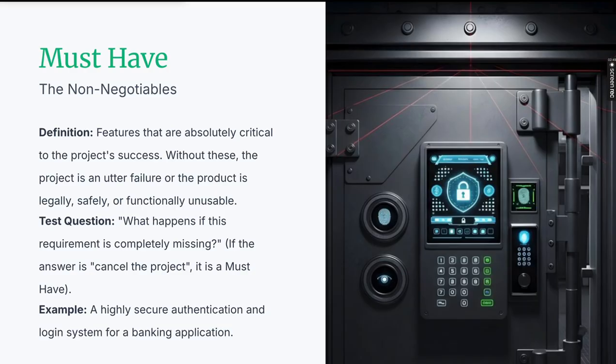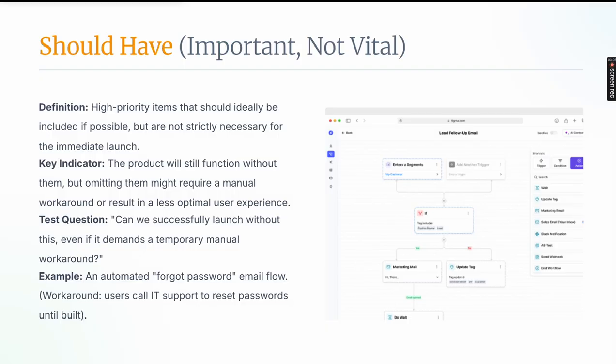Example: a highly secure authentication and login system for a banking application. Nowadays you all have banking apps that are biometric enabled, password protected, and one time password is another type of protection that we need to authenticate through, right? So those are must haves.